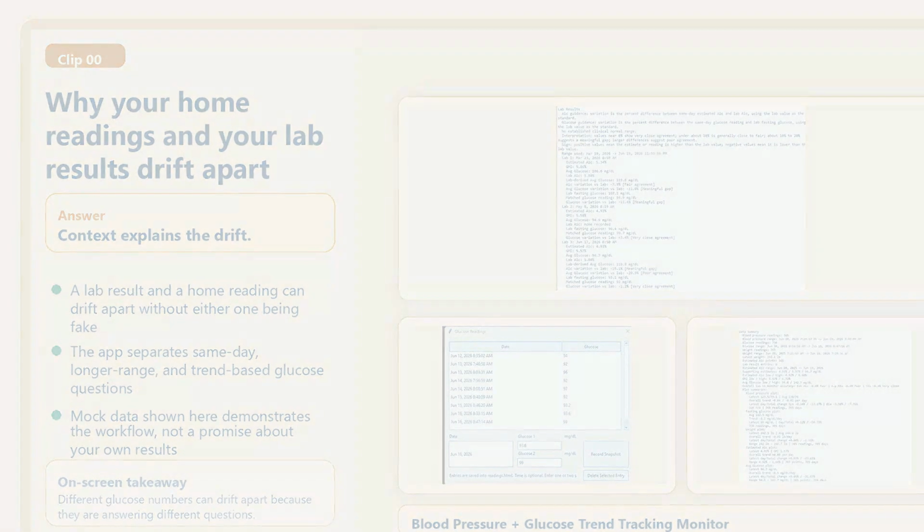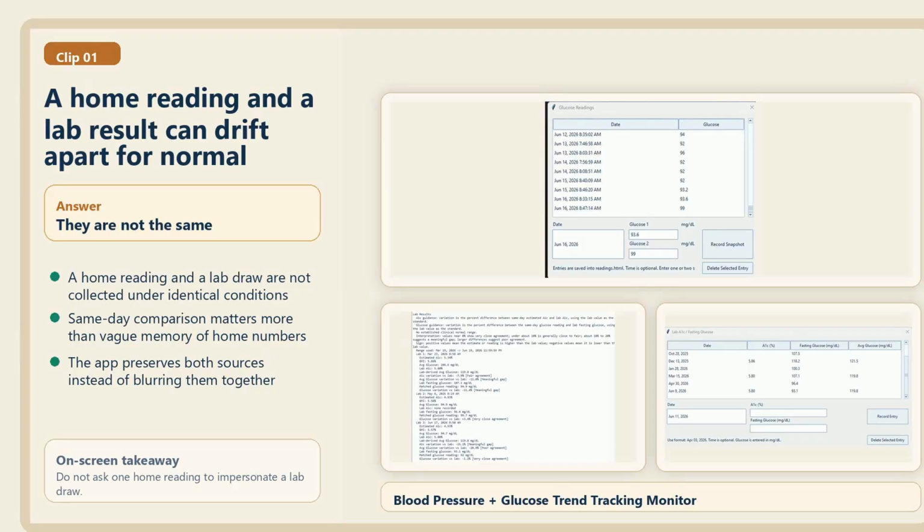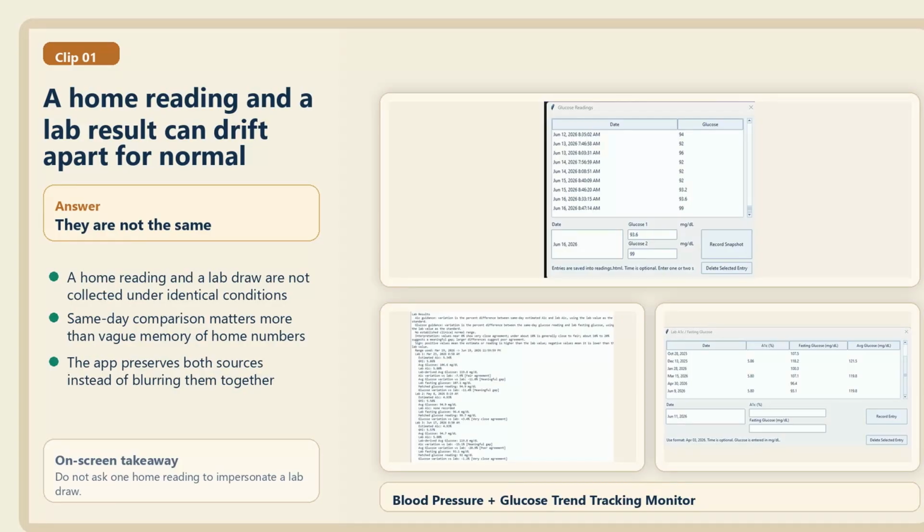A home reading and a lab result can drift apart for normal reasons. Start with the simplest reason for disagreement. A home reading is a moment you chose to measure, under home conditions, with your own timing. A lab fasting glucose is a clinical draw on a specific date, often under more controlled instructions. The app keeps both types of values visible so you do not force them into being the same kind of number. When people say the readings do not match, they often mean they are comparing a same-day lab snapshot to a home reading taken under different circumstances.